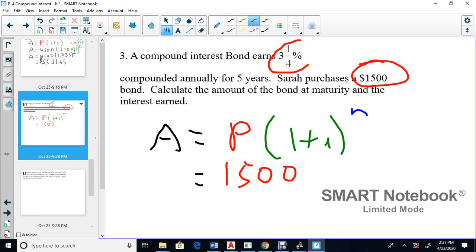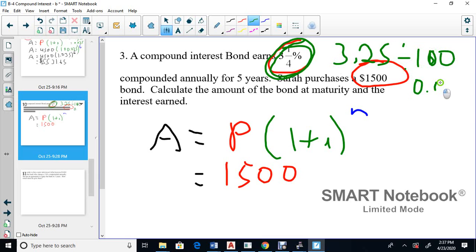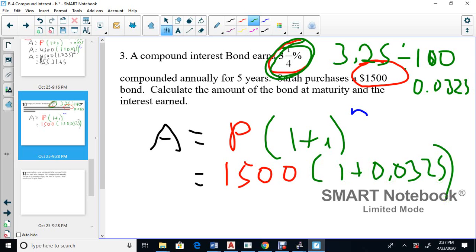Okay, there's our I over here. Oh, got to use the green color to match up. There's the I, 3.25. So most people know a quarter is 25 cents. So 3.25, you have to divide that by 100, and you get 0.0325. So you put that in here, 1 plus 0.0325. Okay, and finally 5 years. So the n is the 5.